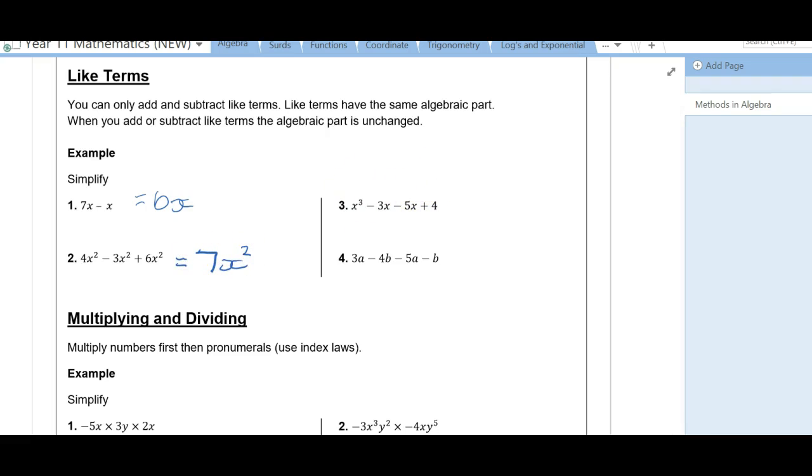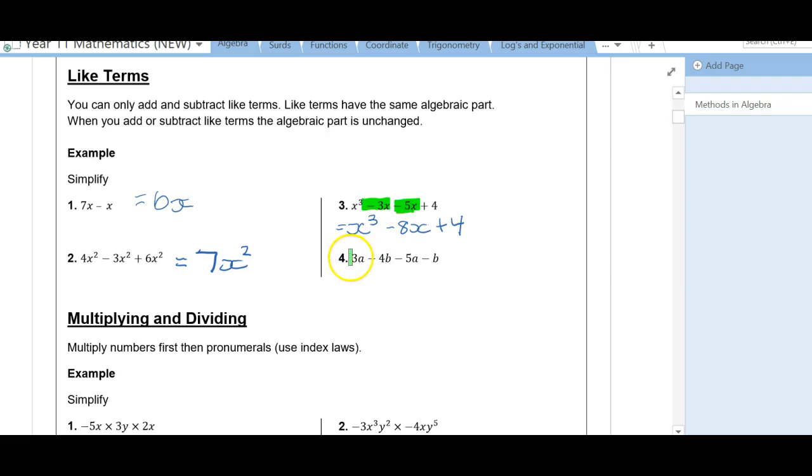Over here, they're not all like terms. These two are the only like terms. The others don't have any like terms, so they stay the same. So it's x cubed minus 8x, because minus 3 minus 5 is minus 8, plus 4.